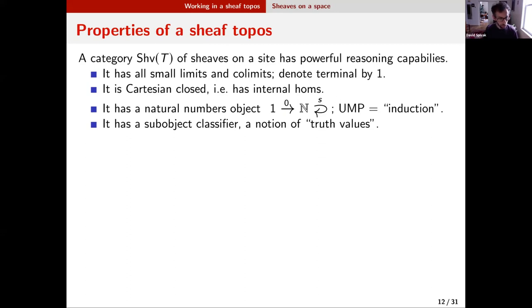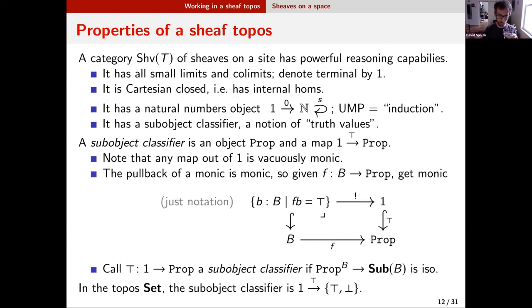And lastly, a topos has something called a subobject classifier, which is a notion of truth value. So in sets, we have two truth values, true and false, but in an arbitrary topos, we have more truth values. This is a long idea in the sense it takes up a lot of the slide here, but it's an object called Prop, like proposition, or maybe even property, and a map from one to Prop called true. So there's a notion of truth, and all possible truth values are Prop for this topos, and true is the highest one.